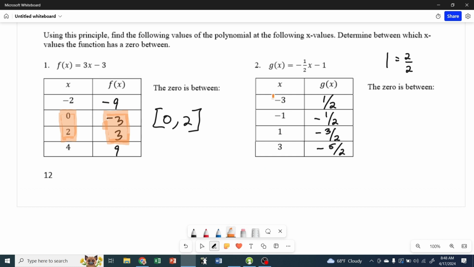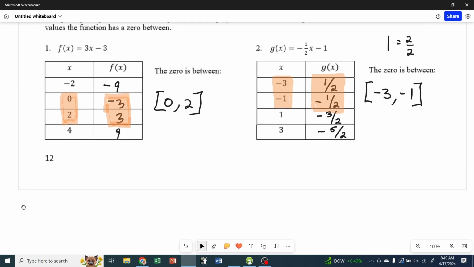So again, we can see here that between these two values of x, the signs changed. So this means that the zero is somewhere between negative 3 and negative 1. And this is perfectly okay in the world of higher mathematics. Where's the zero? It's somewhere between 0 and 2. We're fine with that, unless we can solve for it exactly. And we'll see this later on in one of the problems that we'll be working on.